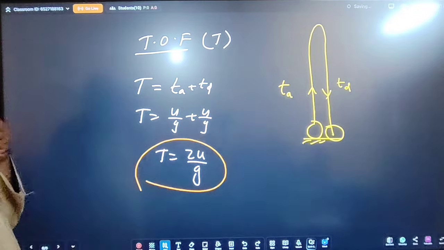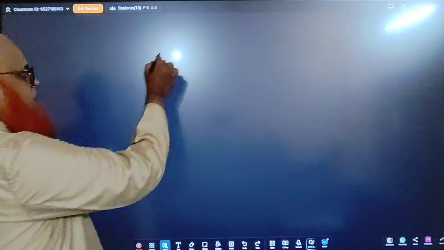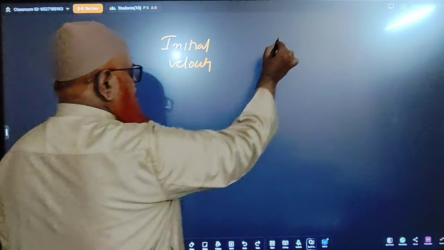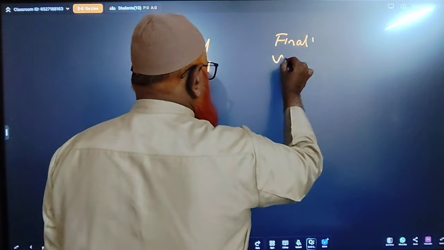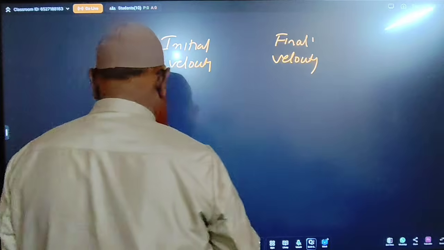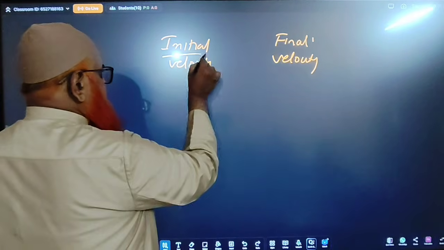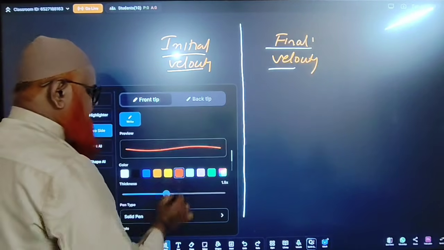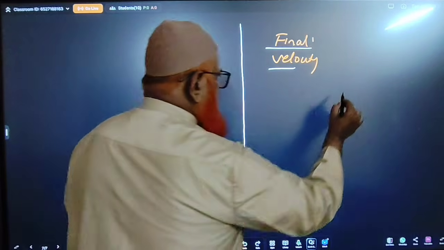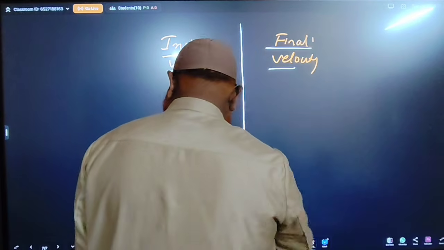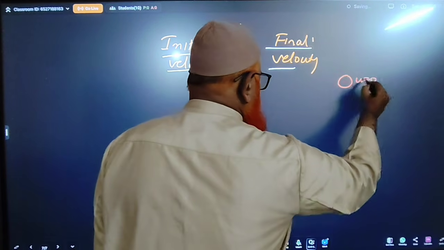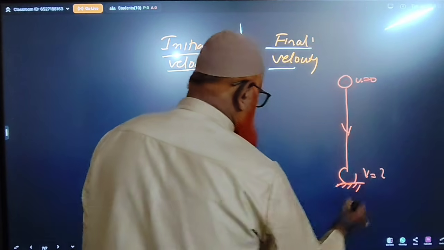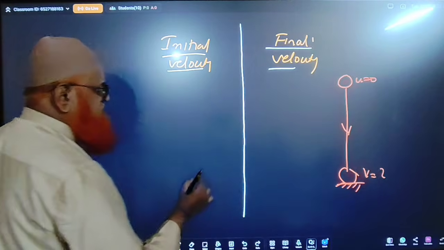Understood? So if you get the formula of time of flight, then what is the formula for initial velocity, and what is the formula for final velocity here? And how do you solve problems based on this? What are the things we need to discuss about initial velocity and final velocity? At a time we shall discuss here now. You can just see here, final velocity means when you drop a body from certain height, it strikes the ground. You have to find out what is the final velocity before striking the ground.